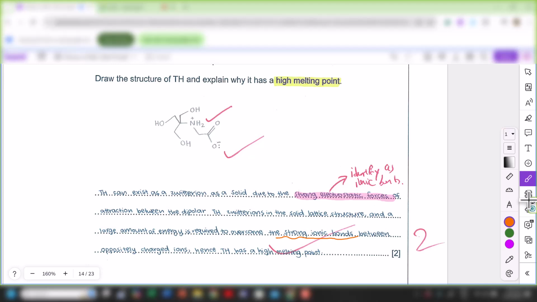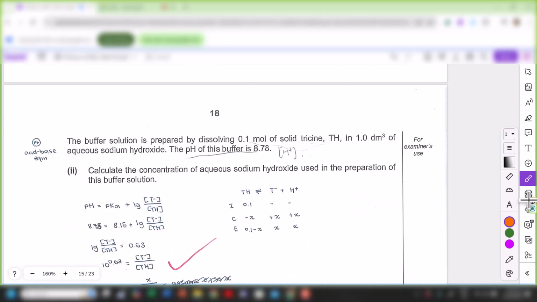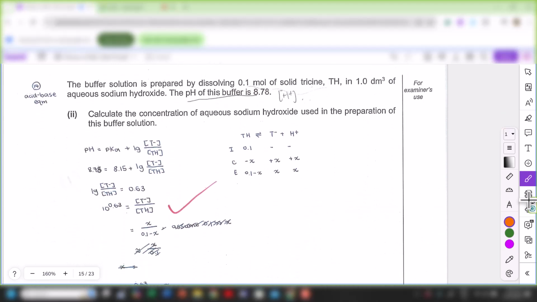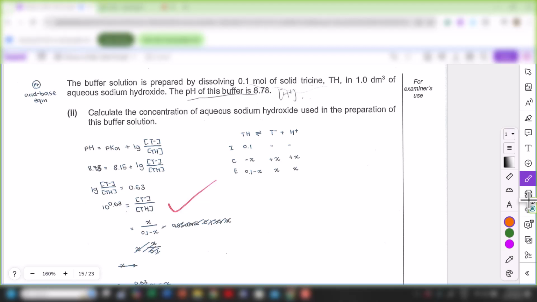Okay. Then I'll move on to acid base. So for acid base, some of you still struggle a bit, some of you are okay, but at the end of the day, how do we go about doing that? Okay, so first of all, calculate the concentration of sodium hydroxide you need to prepare this buffer, right?